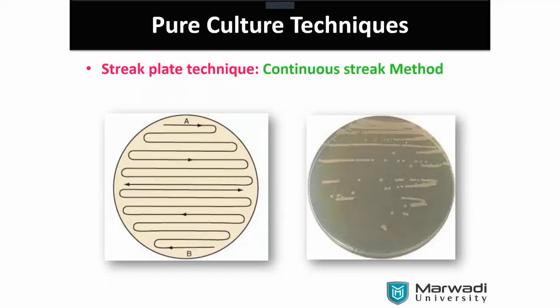Continuous streak plate method. Here you can see at the bottom the number of bacteria is less compared to the upper. So that is the difference. We are interested in isolated colonies. A pure culture is our main goal, so we will go for another method, called the quadrant streak.